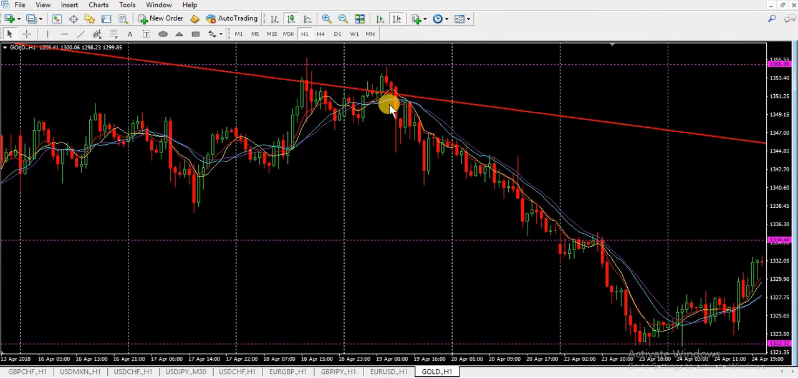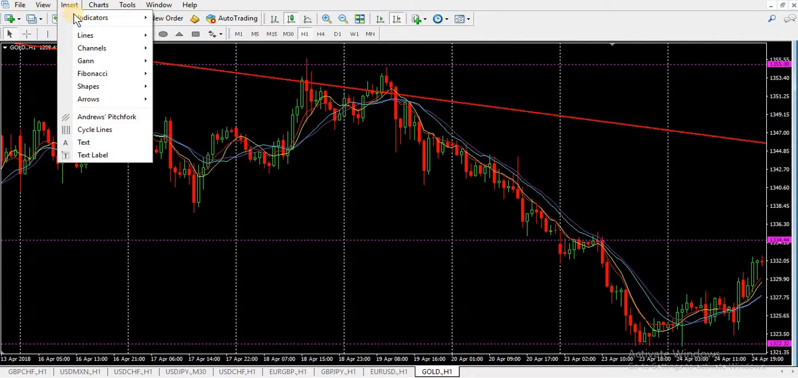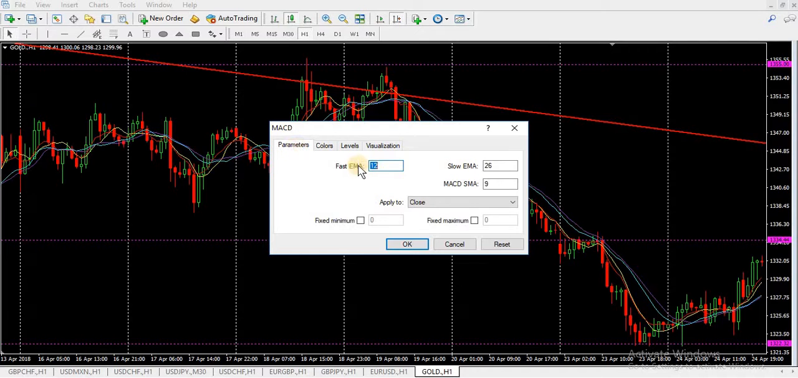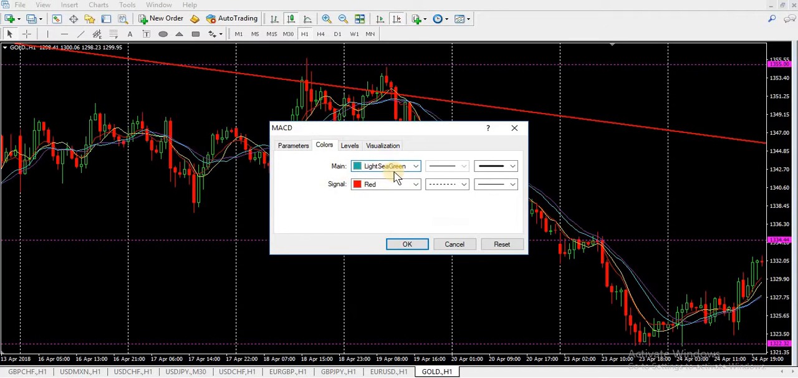So now that I've explained how I use the moving averages, the interaction of the trend, and the opening of the crab claw, I'm gonna include something else that I use, which is called the MACD. You can pause the video if you want to and insert whatever you want. These settings should be 12, 26, 9. For colors, I prefer light sea green and red. And then here I change this to a bold line.